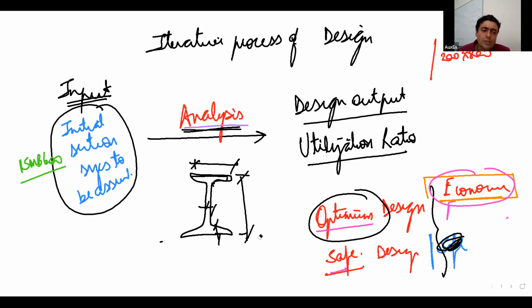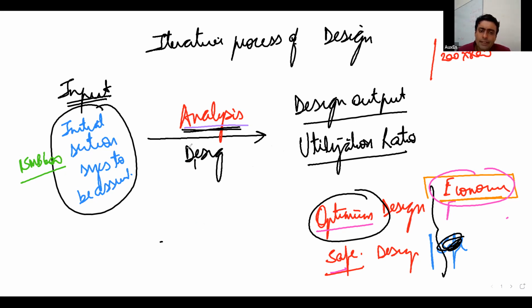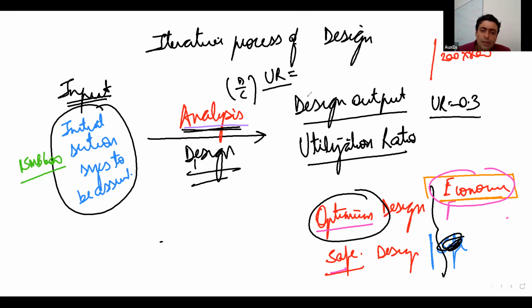So suppose I use an ISMB 600. I do the analysis and plus I do the design. This will be done by STAAD, and then I get a utilization ratio of 0.3. So one thing, what can be the maximum allowed utilization ratio limit? Because it's a demand by capacity ratio, till what value we will allow our UR to go? So we will allow it to go to 1. So 1 will be a limiting value for us.